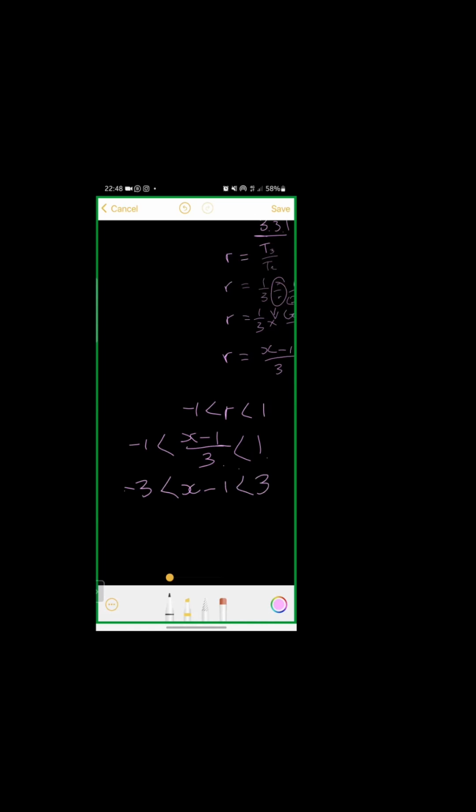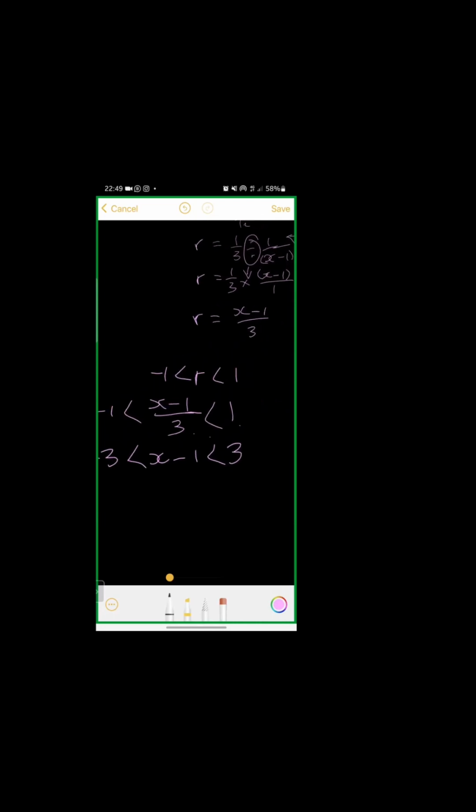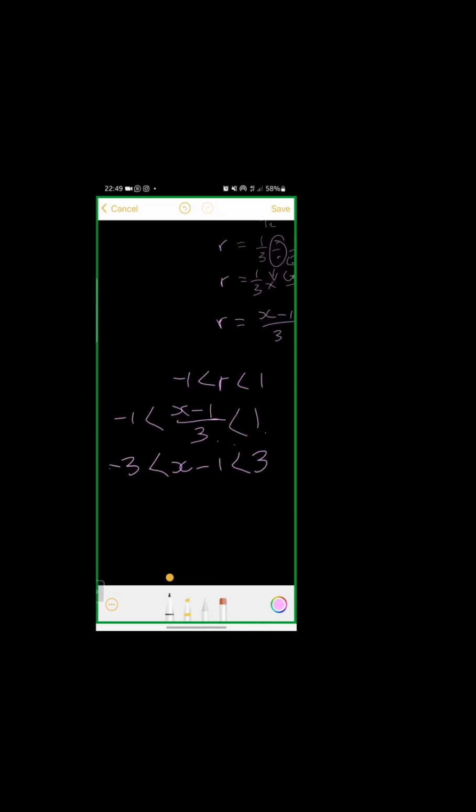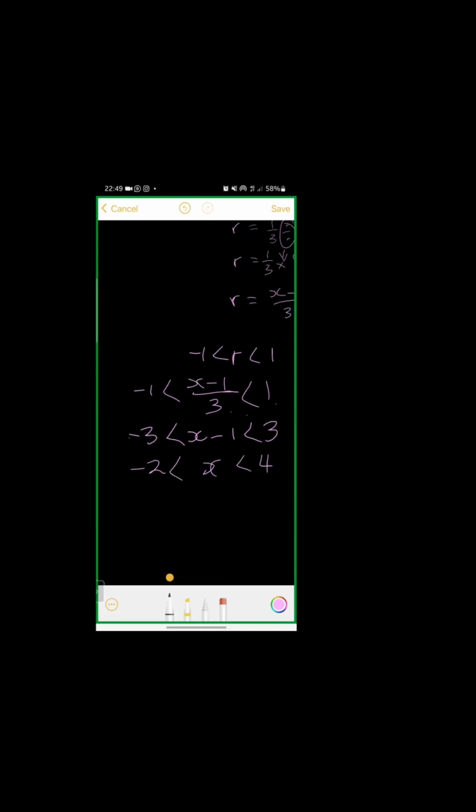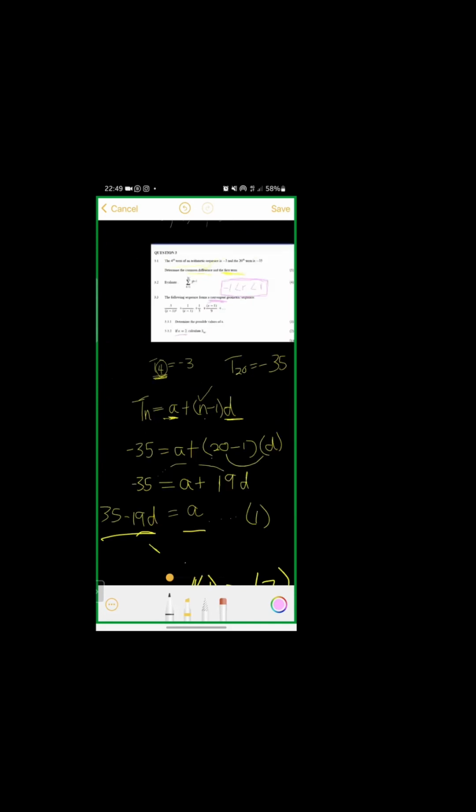So here, we're going to take the 1 to both sides. Since it's -1 here, we're just going to add 1 to both sides. So it's going to be 4 here, and on the other side, if you add 1, it's going to be -2, right? So here, they say determine the possible values of x.